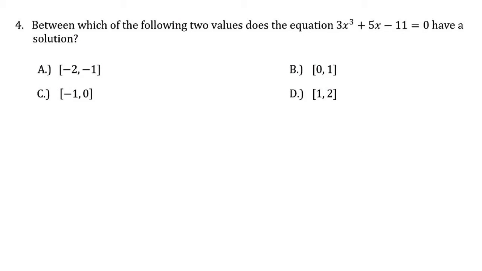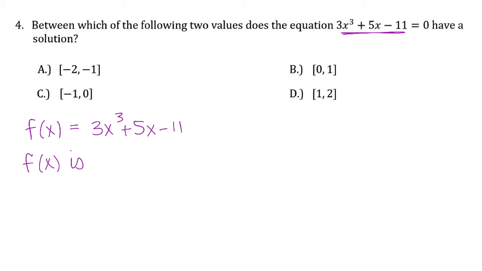This problem is a multiple choice, and it's asking us between which two values does this equation have a solution. So we're looking to see where we would end up with a 0 here. I'm going to call this function f of x, and label it 3x cubed plus 5x minus 11. I'm also going to state that f of x is continuous because, again, we have a polynomial.